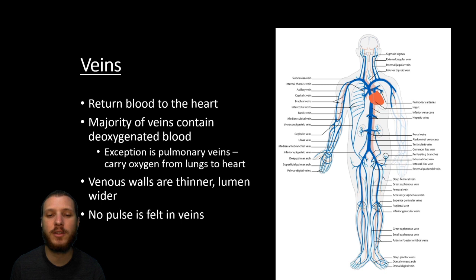Venous walls are going to be thinner and the lumen's going to be wider. So because there's not a lot of pressure in the system, you're not going to feel a pulse inside of the vein. So the veins are also going to be more superficial in the body. The reason is if you were to cut a vein, because there's not a lot of pressure, the bleeding is going to be a lot slower.